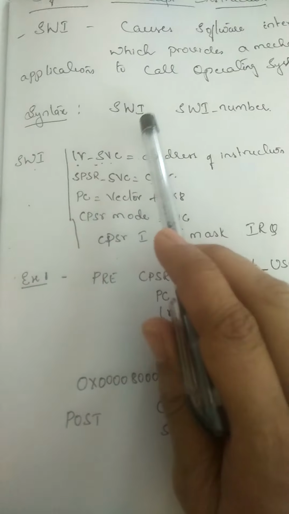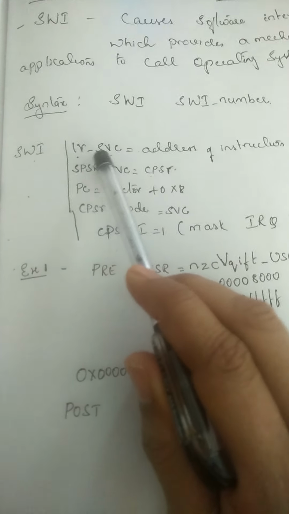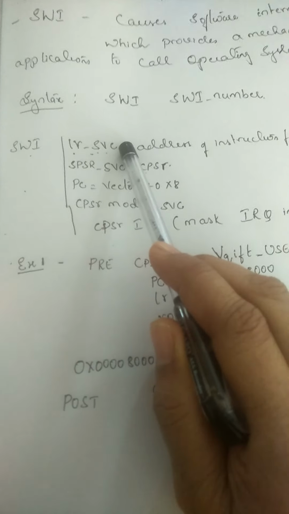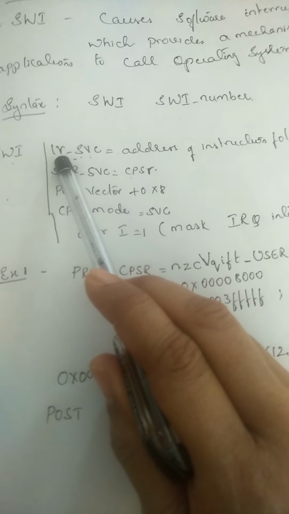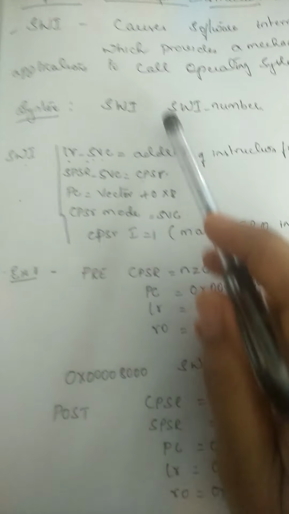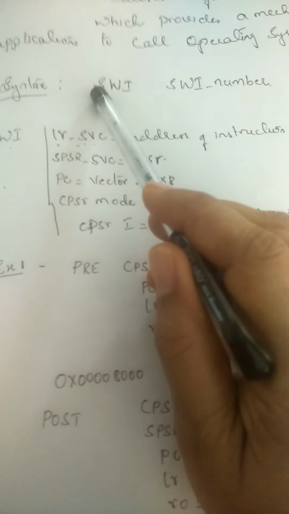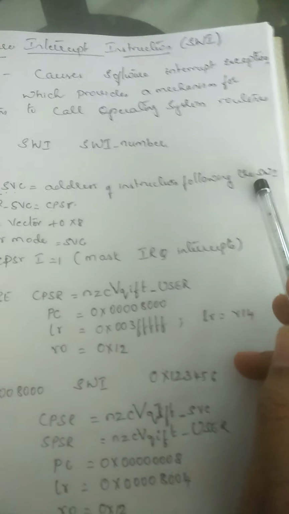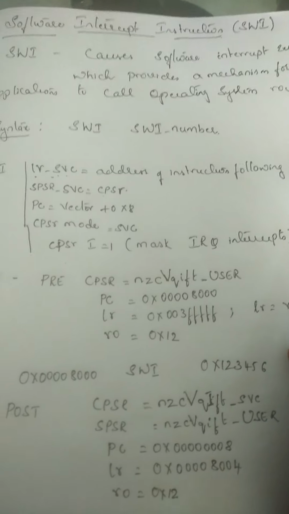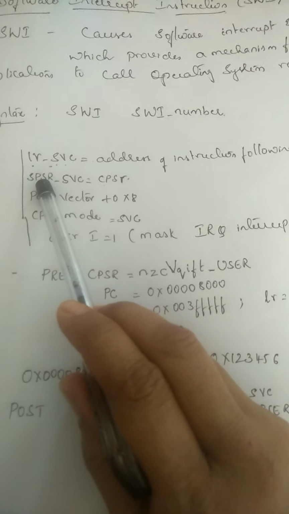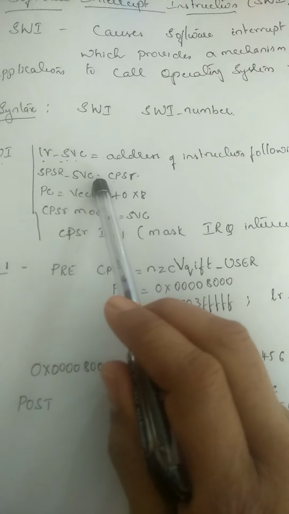The syntax of this is SWI and the SWI number. When this instruction is executed, LR_SVC, that is the link register, holds the return address. After executing this, it has to return to the next instruction, so it is going to hold the address of the instruction following the SWI, the return address. And SPSR_SVC, that is the saved program status register.